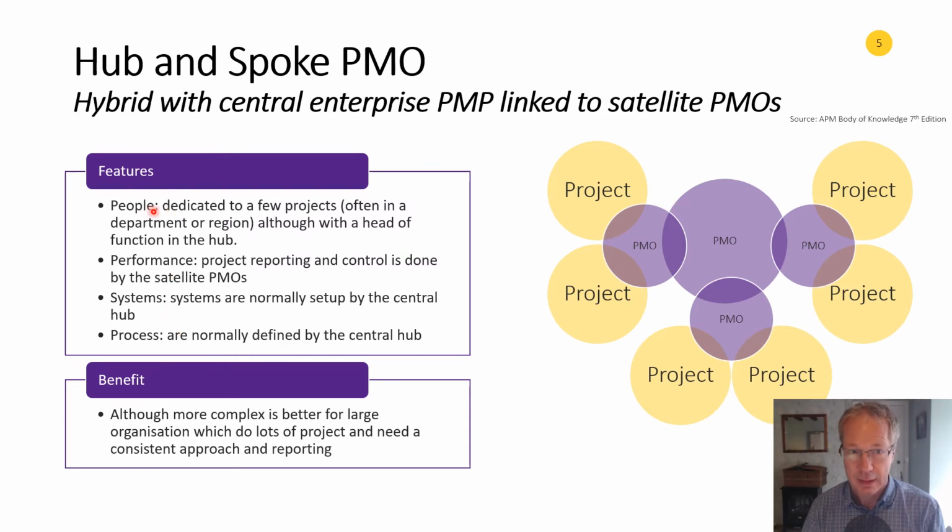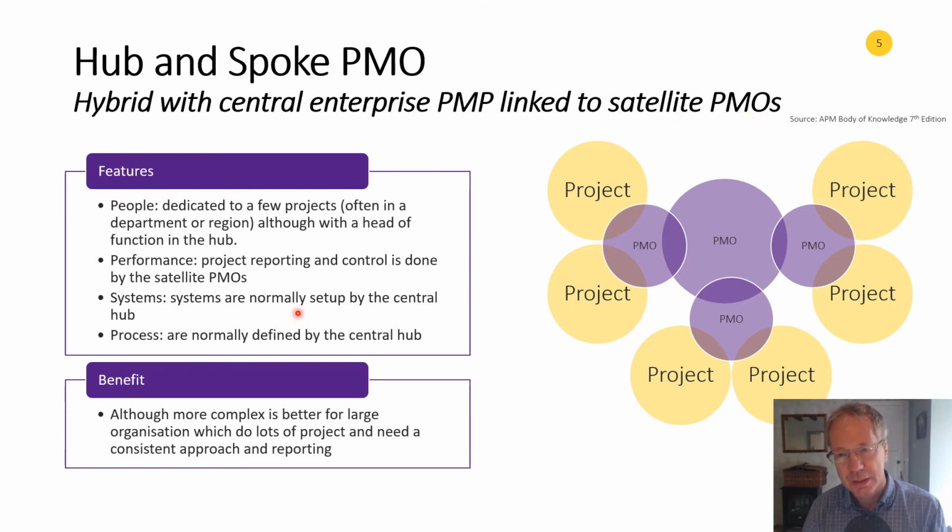So basically, the people are mostly dedicated to supporting projects in the departments or out where the projects are being run. But there's usually a head of function, a head of planning, head of cost, head of risk, head of reporting, or whatever. It sits in the PMO and defines or collaboratively creates the processes and procedures we're going to follow. So performance and control reporting is done in the satellite PMO. So usually the satellite PMOs will fill in some form of progress report, and then that might be collated by the central PMO into like a board pack or something like that.